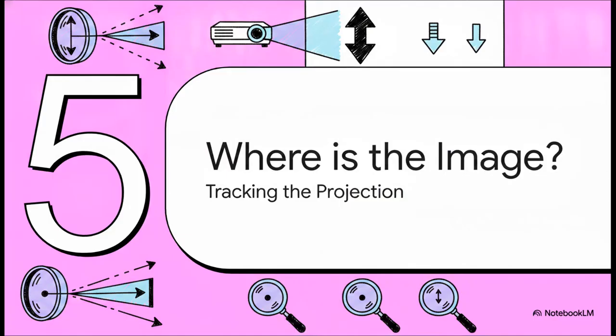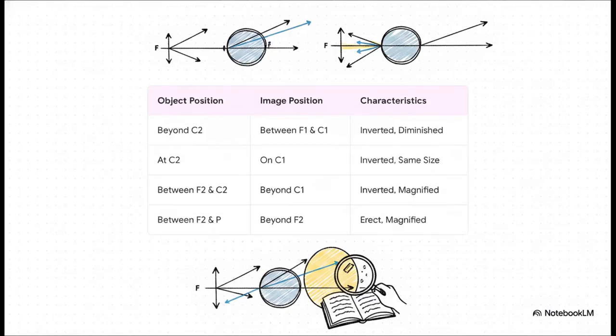Next up, Section 5. Where is the image? Tracking the projection. So how do we predict where an image is actually going to pop up? Check out the pattern here. As you move an object closer and closer to a biconvex lens, the real image on the other side gets pushed further away and gets bigger and bigger.